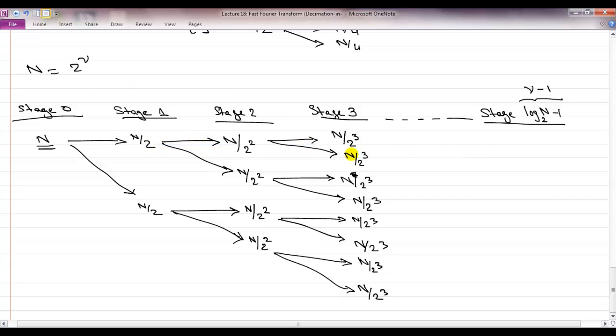So if you just follow this trend, at every stage, all the sequences in that stage are of what length? They are n divided by 2 to the stage level. So n by 2 here, n by 2 squared here, n by 2 cubed in stage 3. So at this last stage I will have sequences of length n divided by 2 to the nu minus 1, which is 2 to the nu divided by 2 to the nu minus 1. I'll get sequences of length 2.